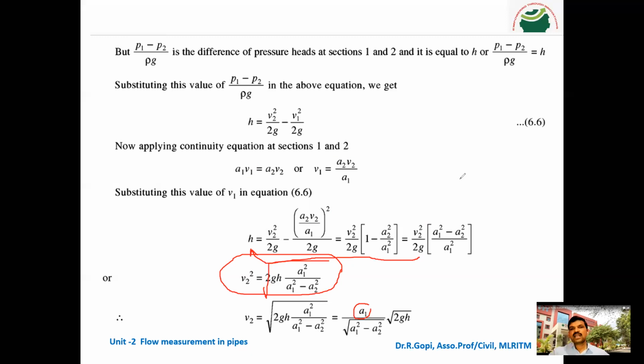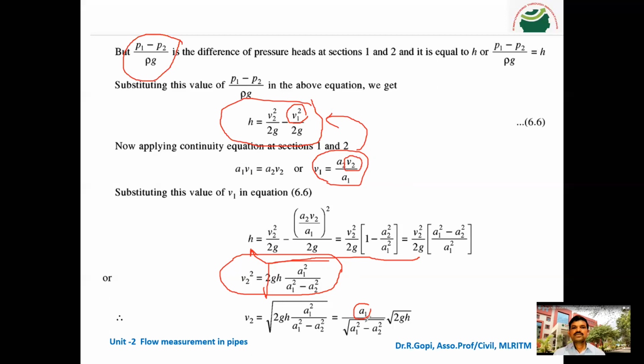That means the velocity at the throat, section 2. Okay, so do all of you understand up to this? First simplify: pressure head equal to H. Substitute H in the previous formula, V2 square divided by 2g minus V1 square by 2g. From this calculate V1 using the continuity equation. Substitute the continuity equation in this formula. Finally we get V2. Our ultimate aim up to this point is to find V2.